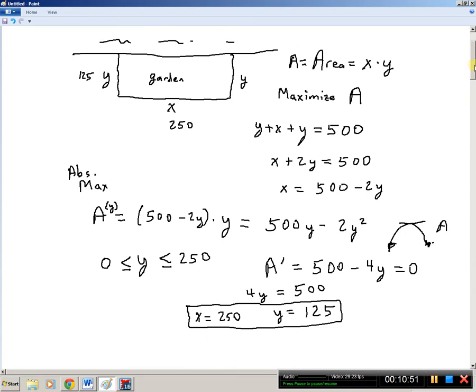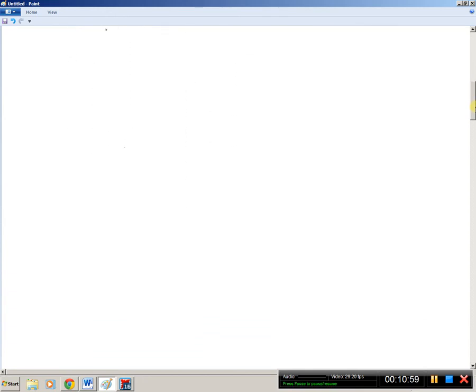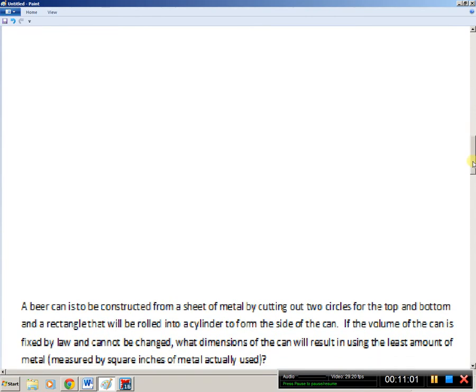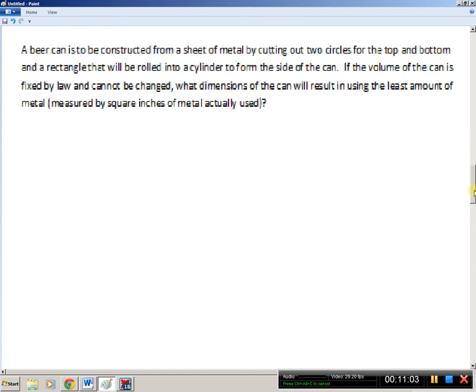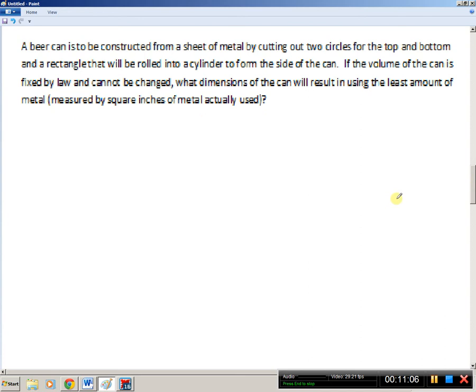Okay, let's turn our attention to one other problem for today, and this is my favorite problem in this kind of thing, and this is what I call the ideal beer can. So here is the ideal beer can problem. A beer can is to be constructed from a sheet of metal by cutting out 2 circles to form the top and the bottom, and a rectangle that you roll into a cylinder to form the side of the can. If the volume is supposed to be fixed by law and cannot be changed, what dimensions of the can will result in using the least amount of metal as measured by square inches of metal actually used?